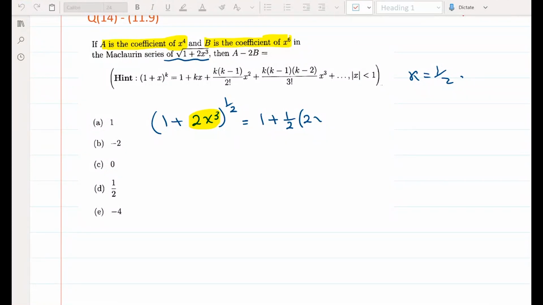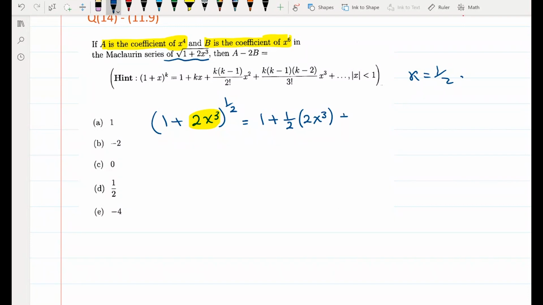Yes. It is half times 2x cubed. Plus half times half minus 1 over 2 factorial, times x squared, and this x in my case is 2x cubed squared, plus and so on. Why will I stop just at these terms? Because I need the coefficient of x power 4 and x power 6.